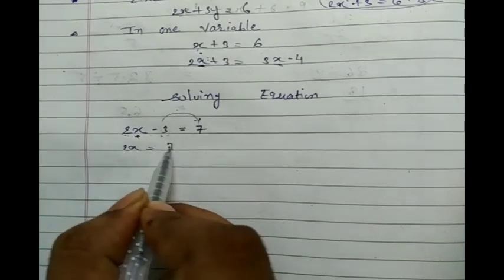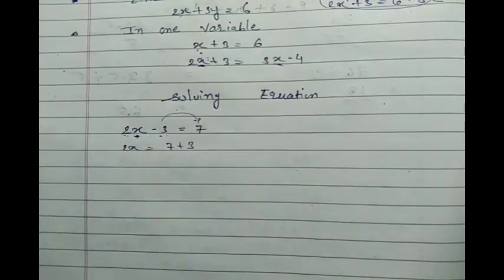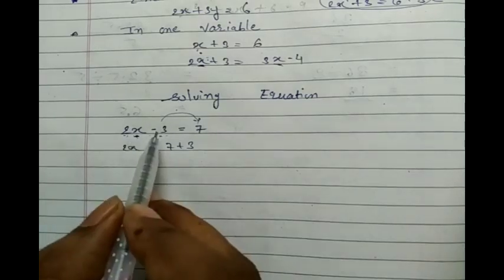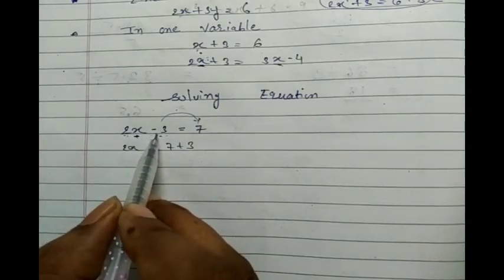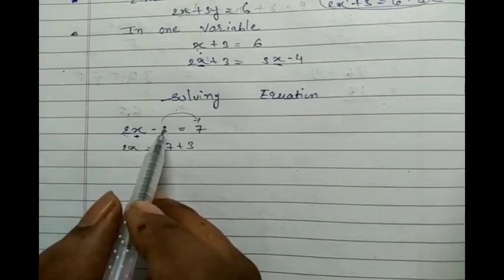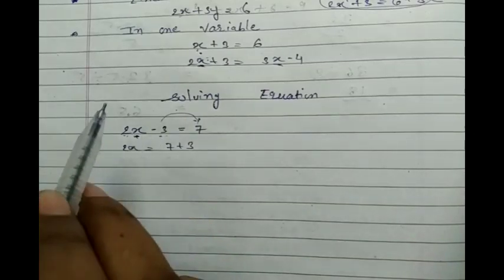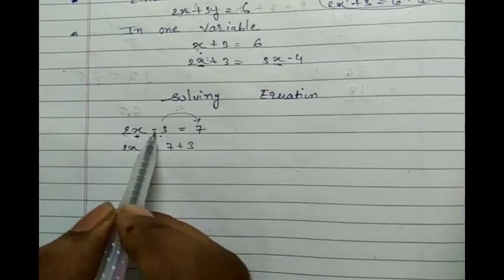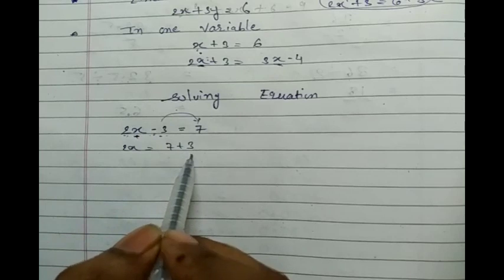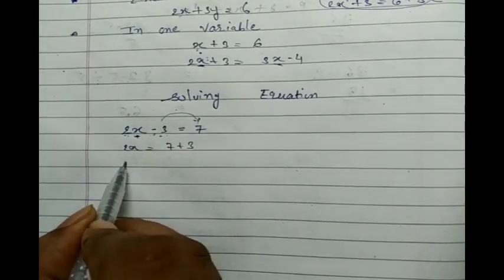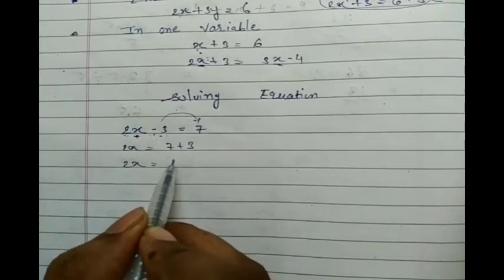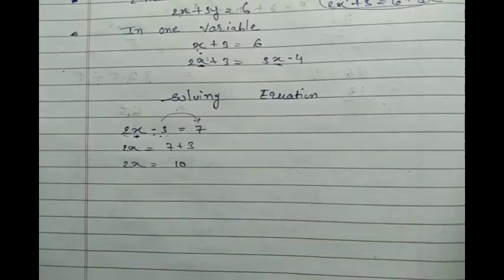2x is equal to 7 plus 3, because we all know whenever we change the place of a number, we have to write the opposite of it. So the opposite of minus 3 is plus 3. So what we get is 2x is equal to 7 plus 3, 10.